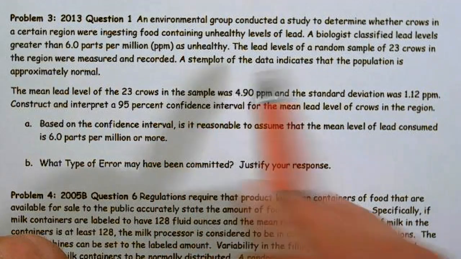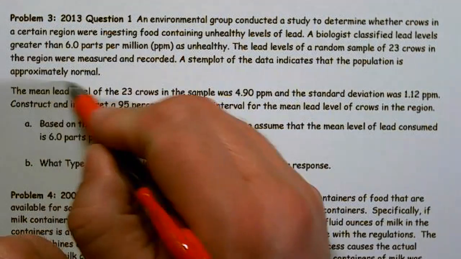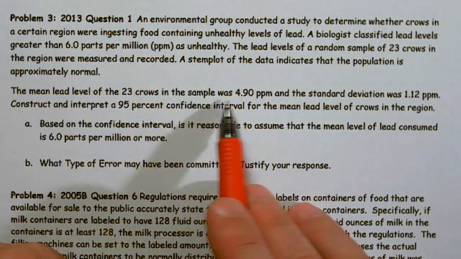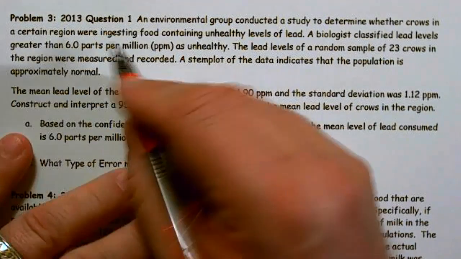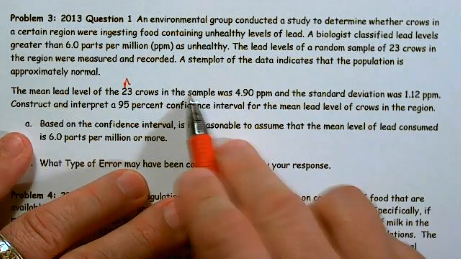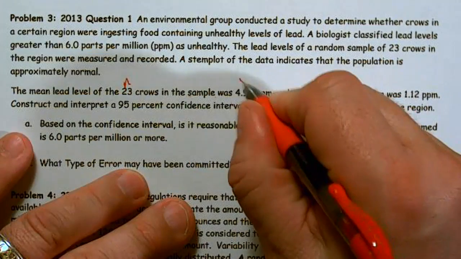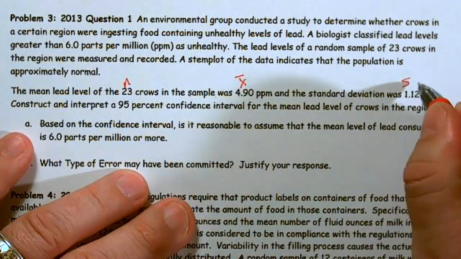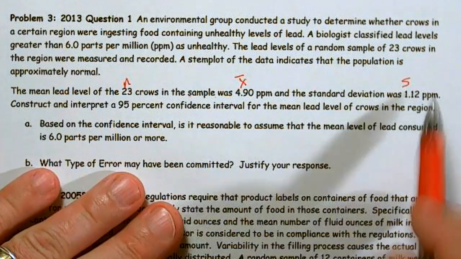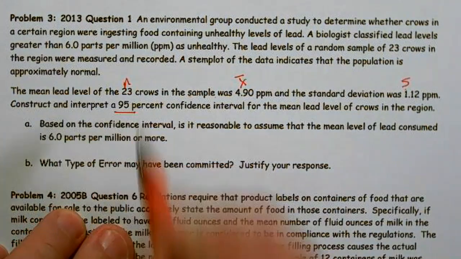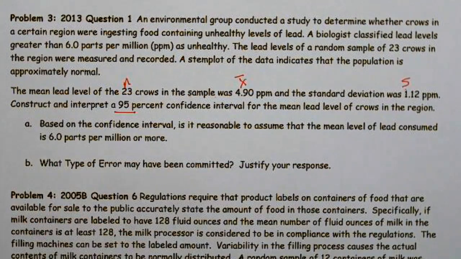A stem plot of the data indicates that the population is approximately normal. The mean lead level of the 23 crows in the sample was 4.9. So we have a sample size, n, of 23. This is the mean from the sample, this is X bar, and the standard deviation from the sample, S, is 1.12. The fact that this is from the sample tells me I'm running a t-test. Construct a 95% confidence interval for the mean lead level of crows in the region.